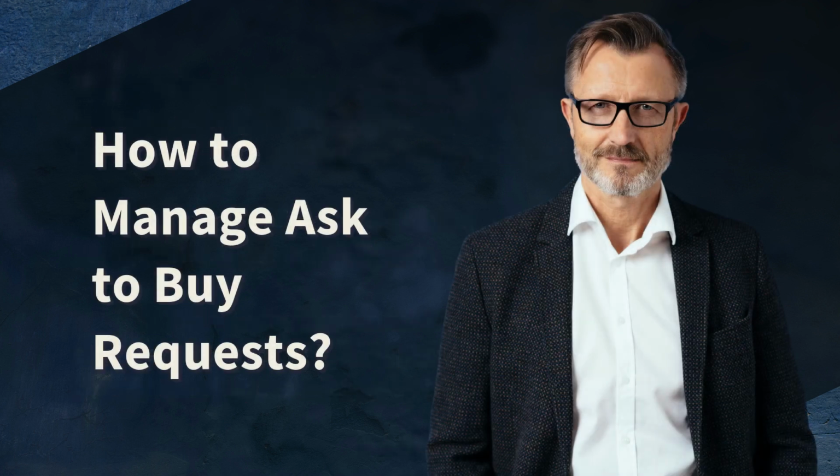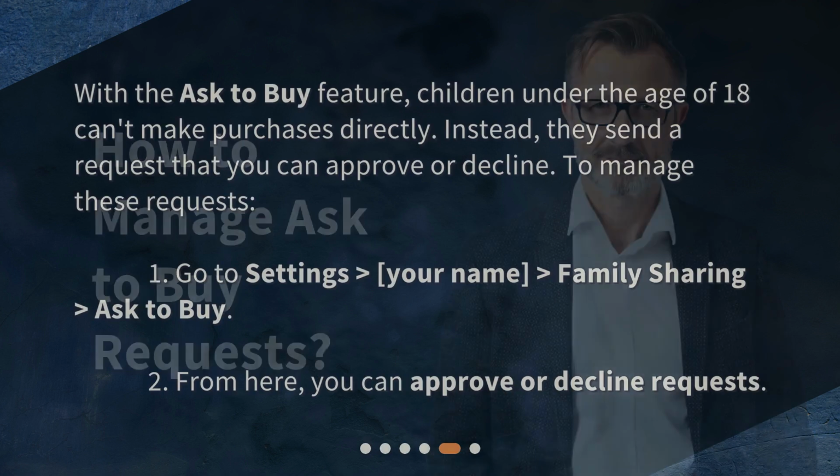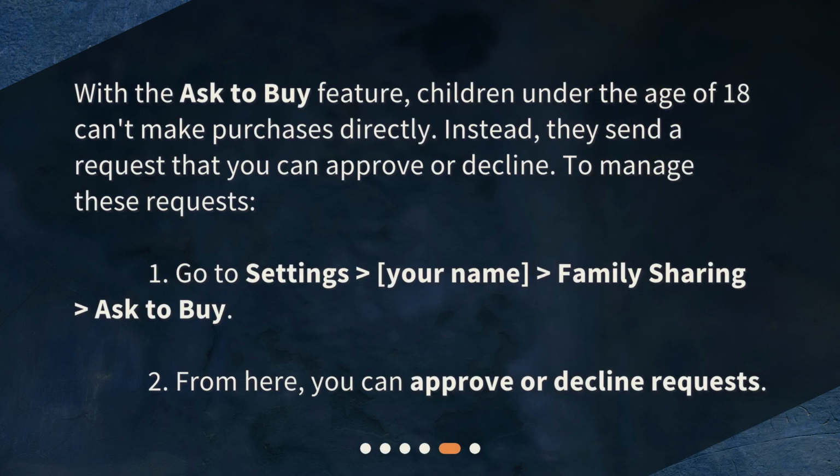How to manage Ask to Buy requests? With the Ask to Buy feature, children under the age of 18 can't make purchases directly. Instead, they send a request that you can approve or decline. To manage these requests, 1. Go to Settings > Your Name > Family Sharing > Ask to Buy. 2. From here, you can approve or decline requests.